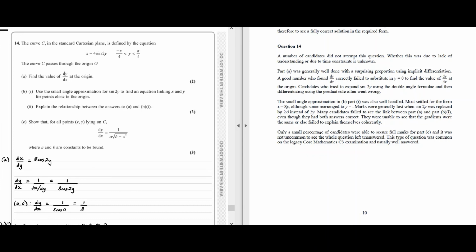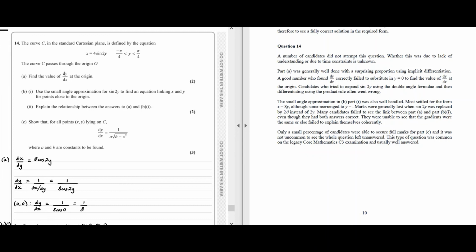The small angle approximation in part B in the first part was also well handled. More settled for the form x equals 8y, although some rearranged to y equals something, and that's what I did. Many marks were generally lost when sine of 2y was replaced by 2 theta instead of 2y. Many candidates failed to see the link between part A and part B(i), even though both their answers were correct. They were unable to see that the gradients were the same, or else failed to explain themselves coherently.